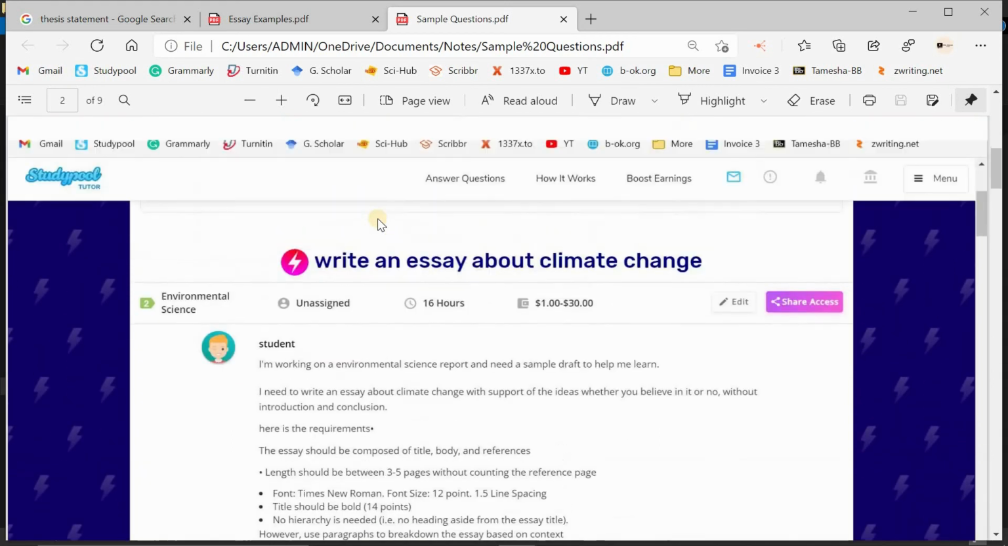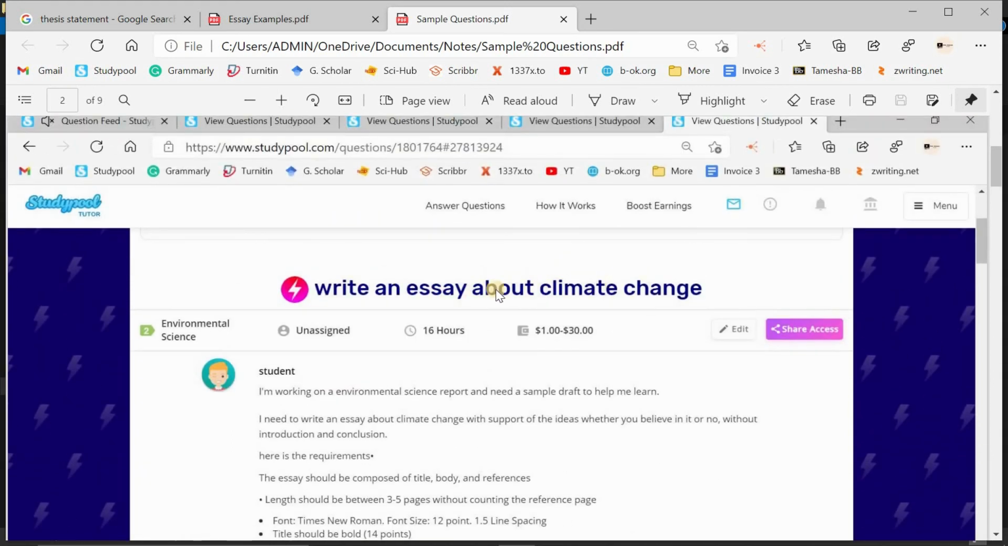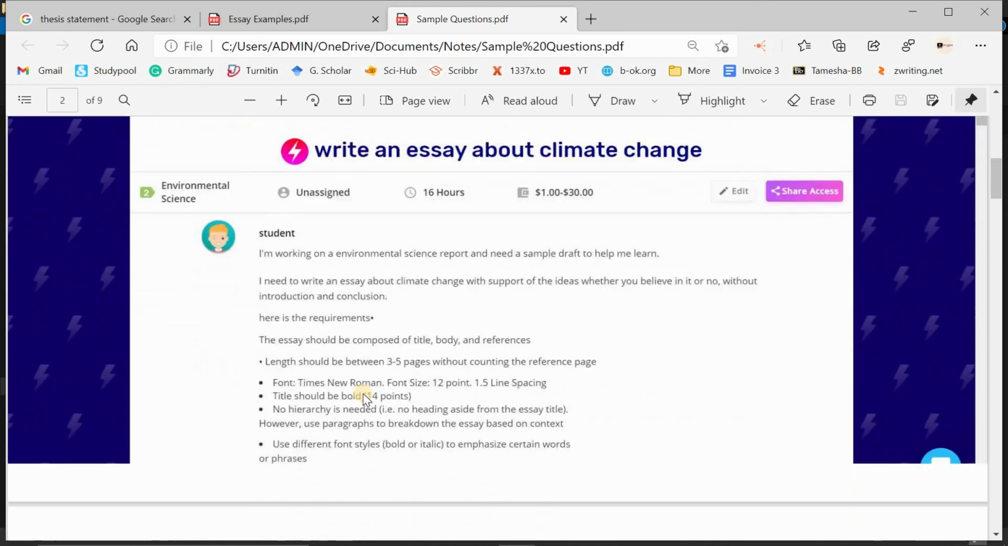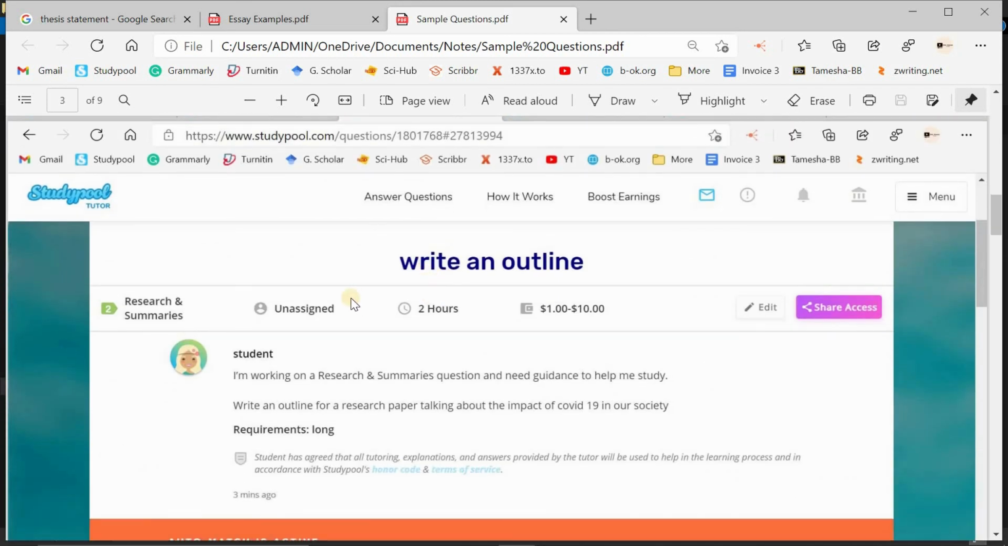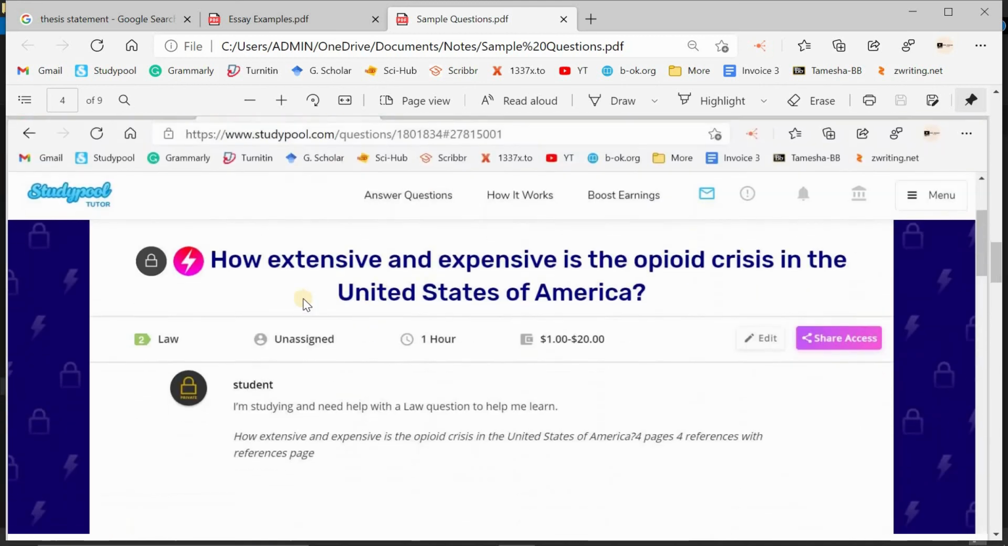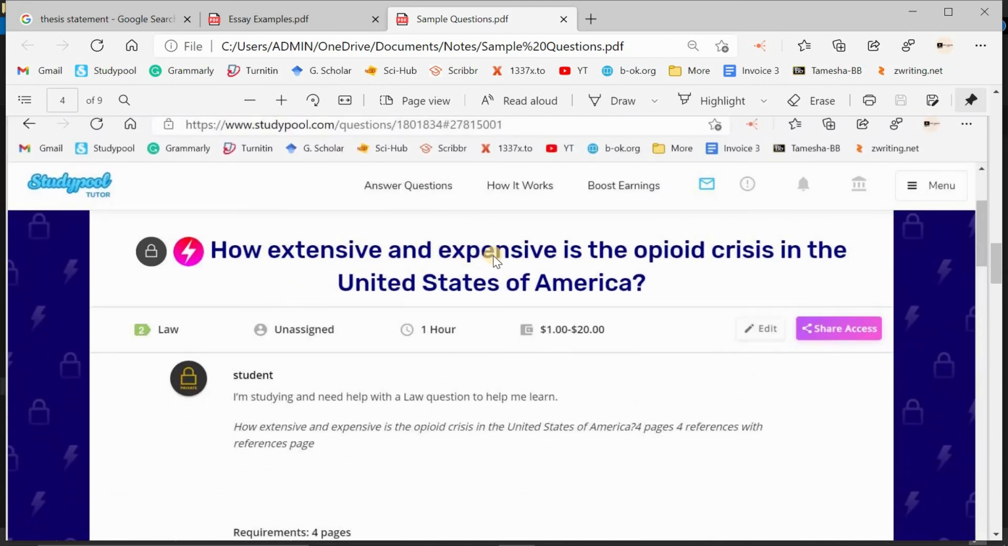Yeah, so, to write an essay about climate change. Of course, this question is already telling you this is an essay, so I'm just going to skip this, because they are telling you it's an essay. So there's no second-guessing whether it's an essay or not. And then of course, it's just an outline, not an essay. And then, how extensive is the opioid crisis in the US?